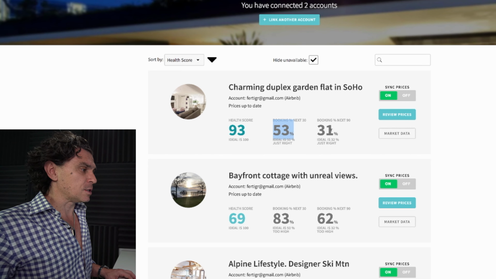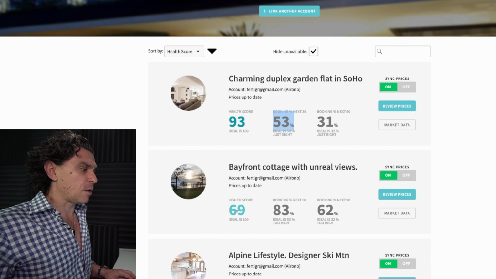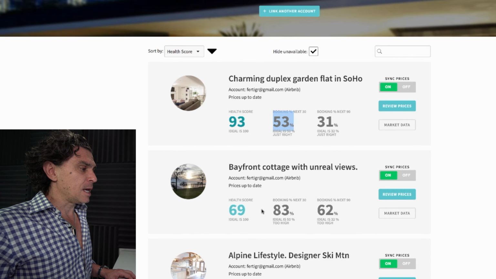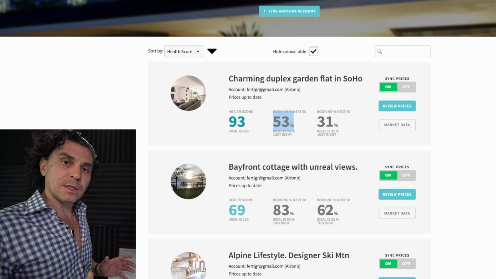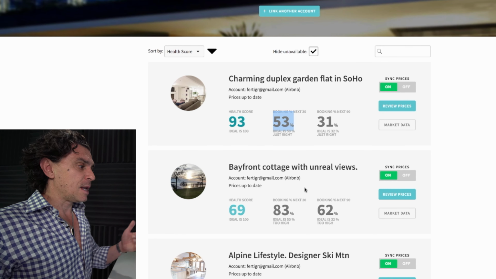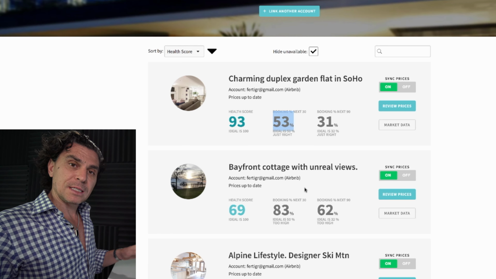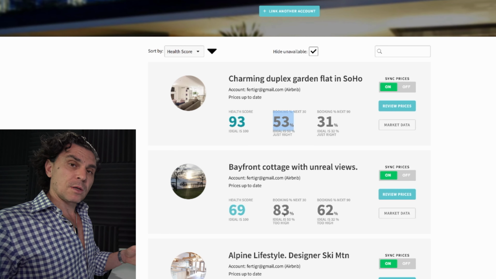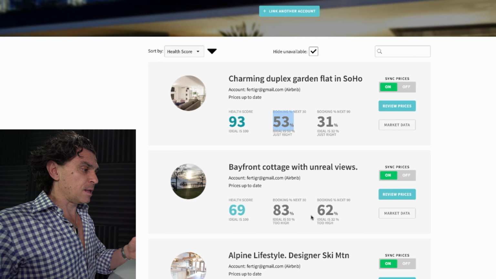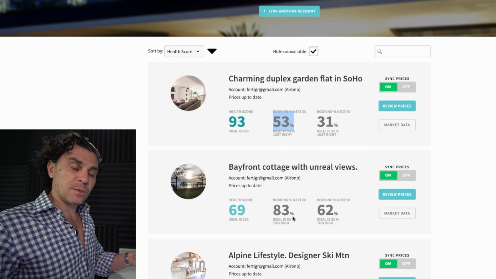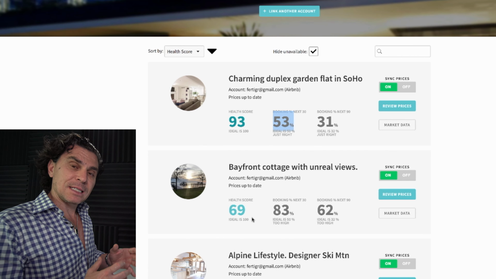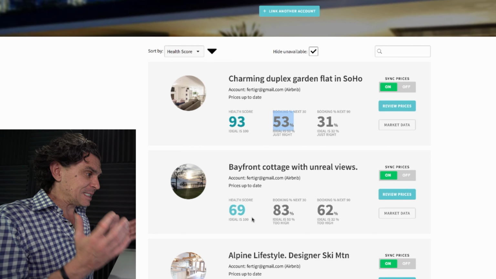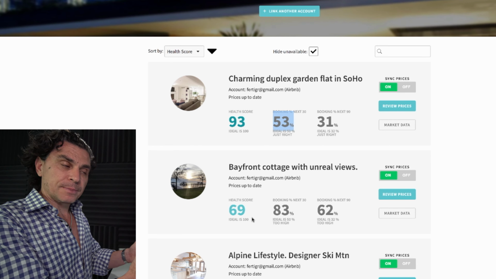Now what I wanted to draw your attention to is a property that has a worse health score, and it's 69. It shows 83% booking in the next 30 days and 62% in the next 90. This is where you need to get a little familiar with what this means and make adjustments accordingly. Now, this Bayfront cottage, this is the busy season, it's summer. So of course there's going to be more than 30% in the next 90 days, and of course there's going to be more than 50% in the next 30 days, and therefore I'm getting dinged on the health score. But since this is a cyclical place where there's a seasonality to it, I'm okay with that.